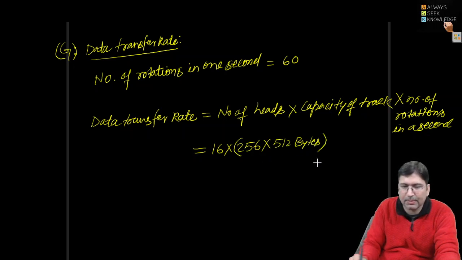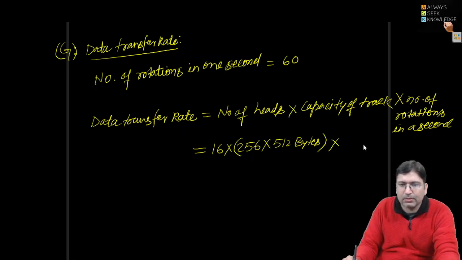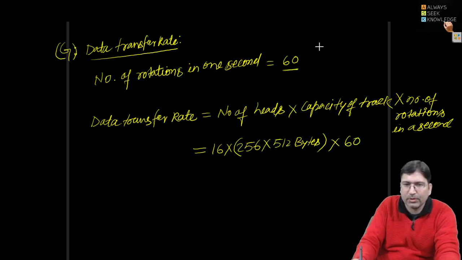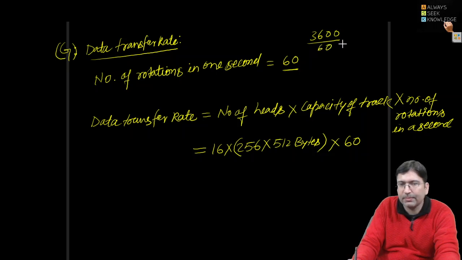So this is the capacity of track. And number of rotations in a second. So in a second, how many rotations? It is already given 60 rotations, because the speed is 3600 per minute. So per minute means 60 seconds. So per second it will be 60 rotations, which is written here, right?